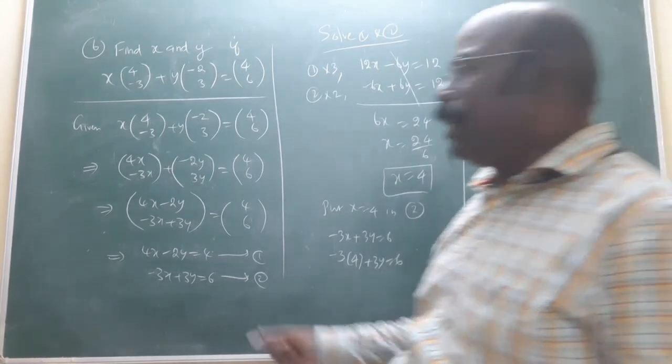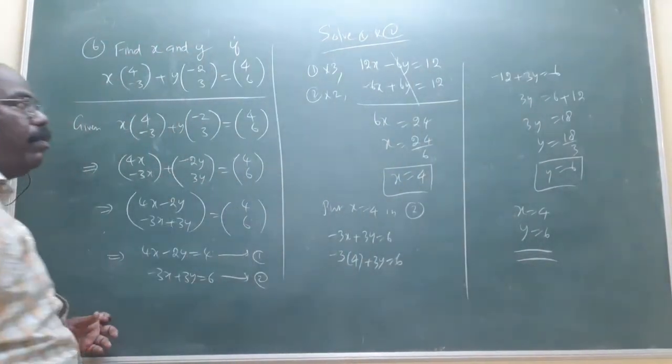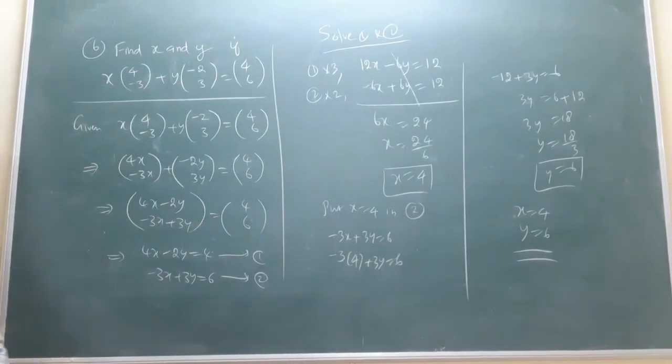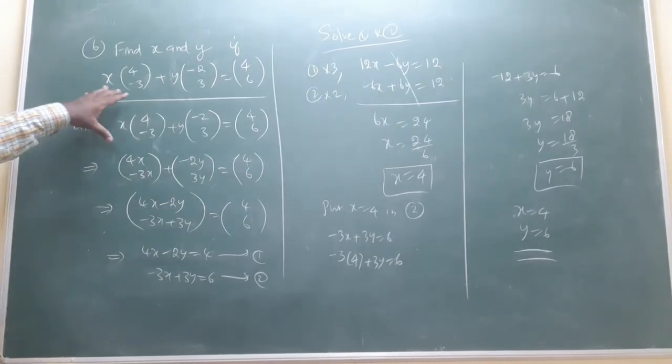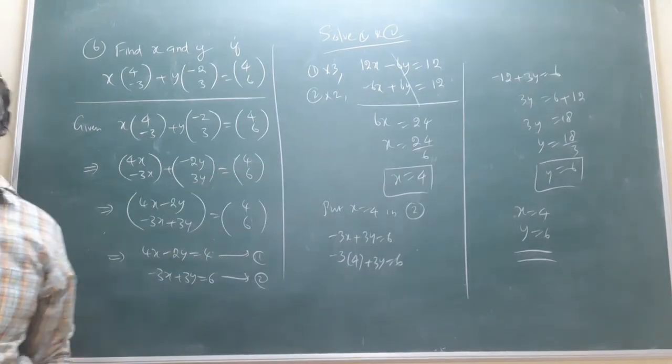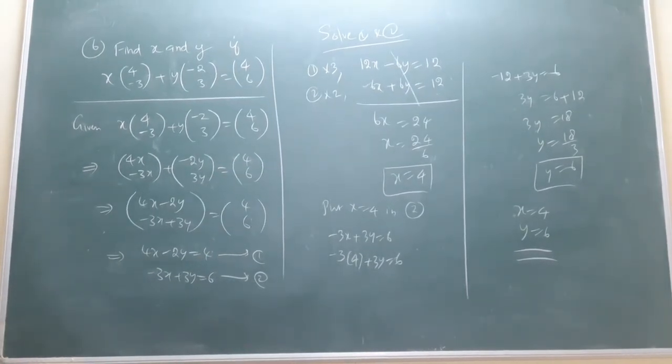By using the matrix idea, you form two linear equations. Then by using the elimination method, we get the answer. It's a nice matrix idea. After forming the equations, this is actually an ordinary algebraic idea. Solve the equations. That's it.